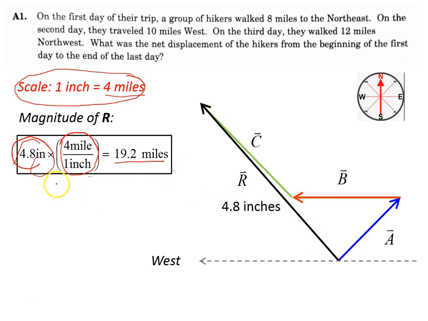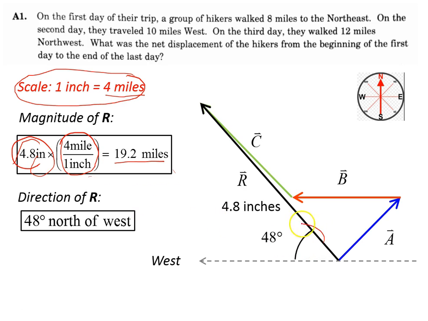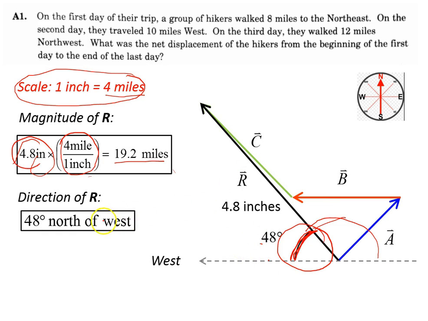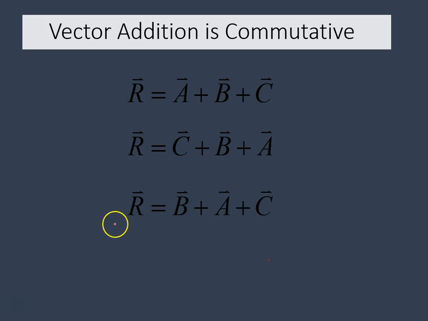What about the direction? Well, you're just going to get out your protractor and measure the angle. You can really use any angle you want. You could have measured this from the north, or all the way from the east, but I always like to use the smallest angle, so I would use 48 degrees above west, or we'd say north of west. Okay, vector addition, next slide.